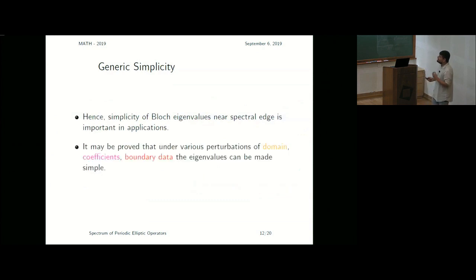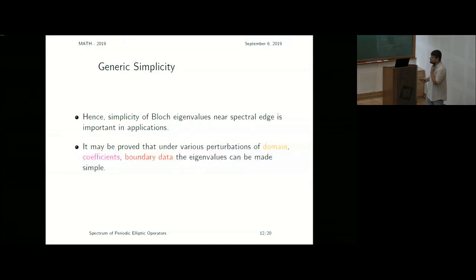So simplicity of Bloch eigenvalues near spectral edges is an important thing to have. But thankfully, there are some results which say that if you do some kind of perturbation in the domain, or perturbation in the coefficients, or perturbation in the boundary data and so on, then you can make the eigenvalues simple. So this is what we have done. We have done perturbation in the coefficients, which would make the spectral edges simple.